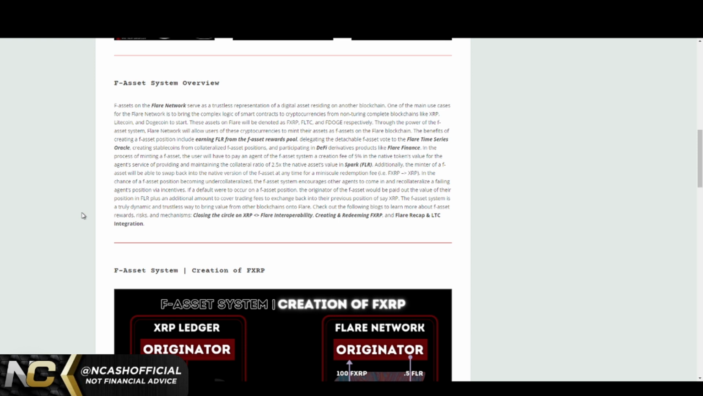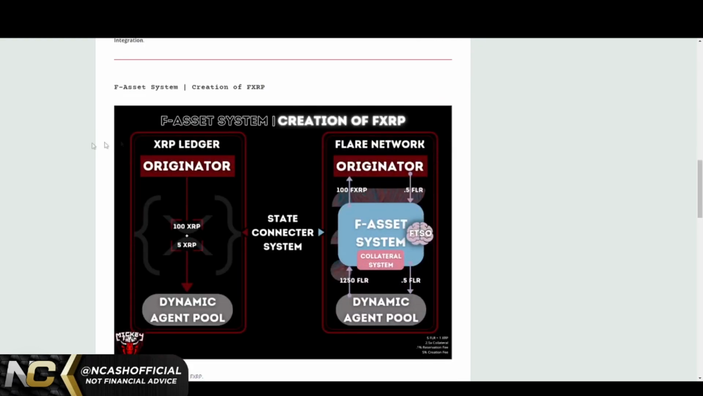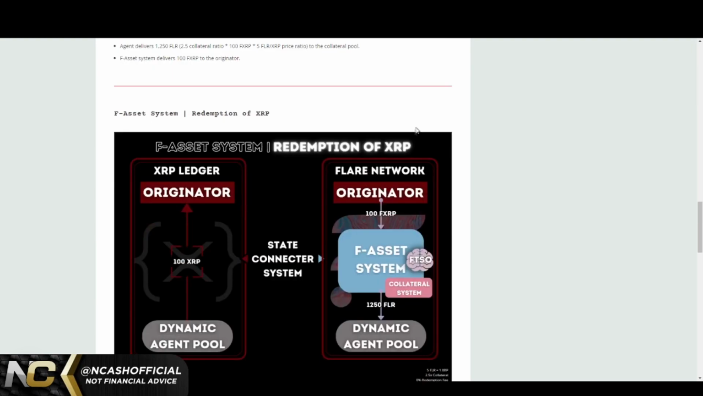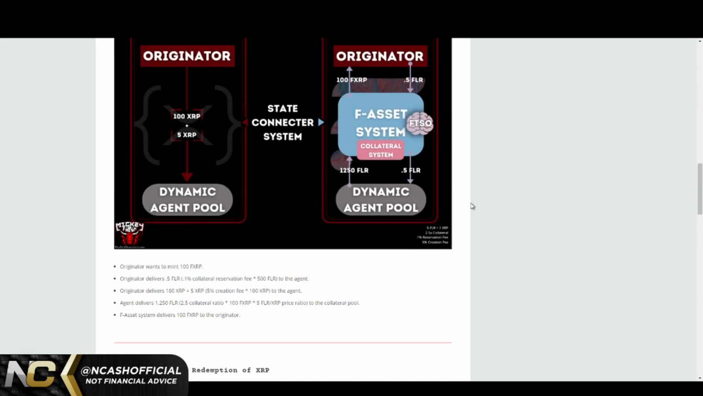In the process of minting an F asset, the user will have to pay an agent of the F asset system a creation fee of 5% in the native token's value for the agent's service of providing and maintaining the collateral ratio of 2.5 times the native asset's value in Spark/Flare. So yeah, there are a lot of overall benefits, pretty good for earning residual income. Like I said, Flare will most likely help people earn a ton of cash on the back end.